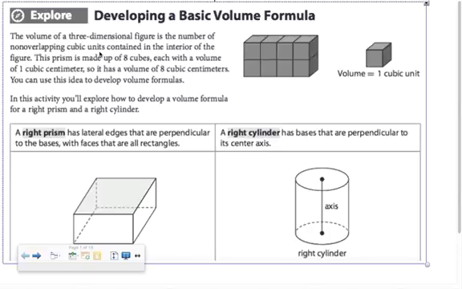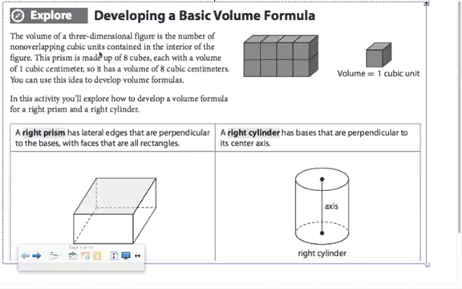In this lesson, we're looking at formulas for prisms and cylinders. So you see that they're kind of explaining once again, and I say again because you've seen the concept of volume before, that volume is how much space is within a solid figure, how many cubic units are inside a solid figure. And then you have the definitions for a right prism with a diagram and a right cylinder with the diagram.